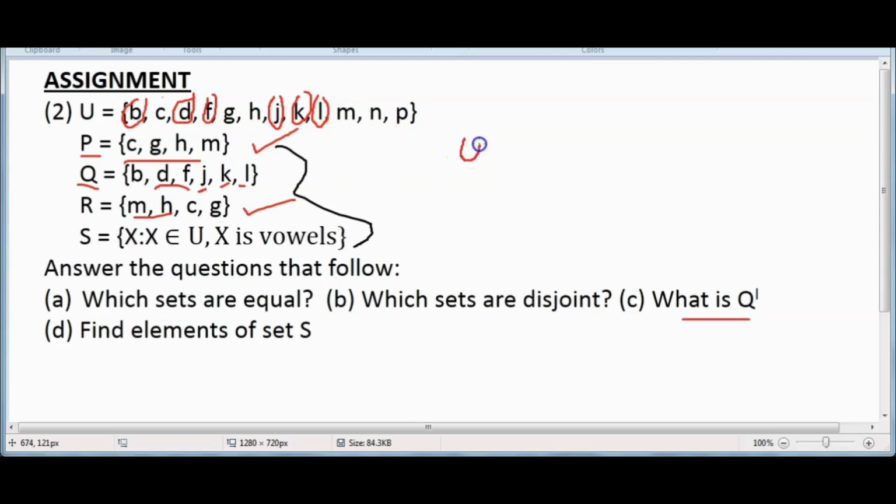So we end up with this: C, G, H, M, N, and P.